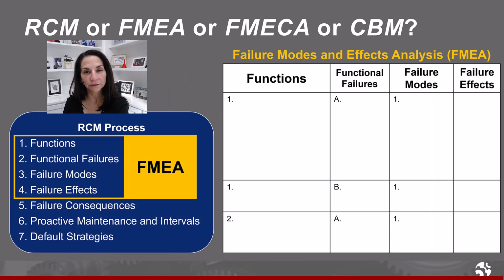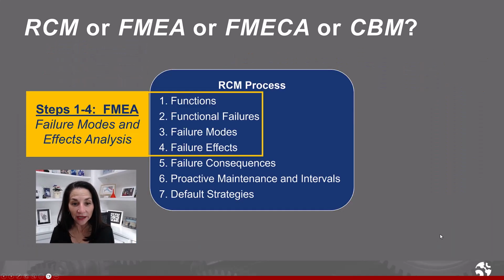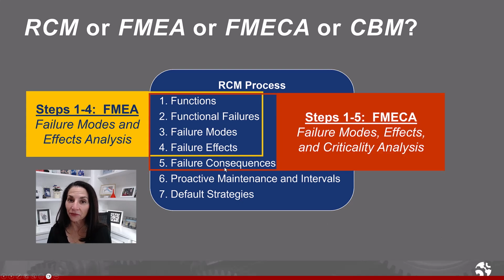Well, look at this. When you do steps 1 through 4 in the RCM process, you actually create a FMEA, or a failure modes and effects analysis. And then when you put step 5 into it, when you assess consequences, steps 1 through 5 make up the FMECA, or the failure modes, effects and criticality analysis.